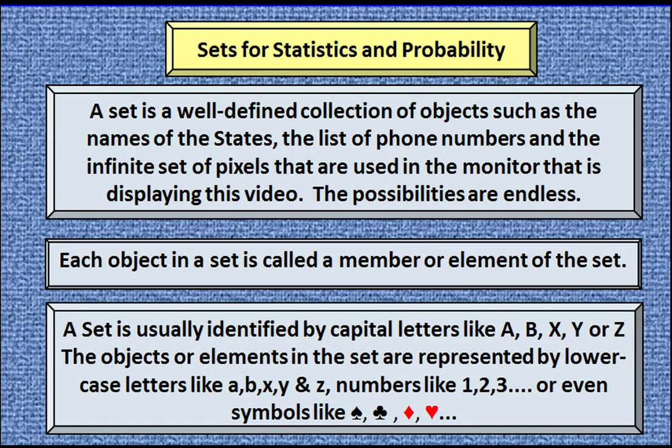A set is usually identified by capital letters like A, B, X, Y, or Z. The objects or elements in the set are represented by lowercase letters like a, b, x, y, and z, numbers like 1, 2, and 3, or even symbols like the spades, clubs, diamonds, and hearts of a deck of cards.